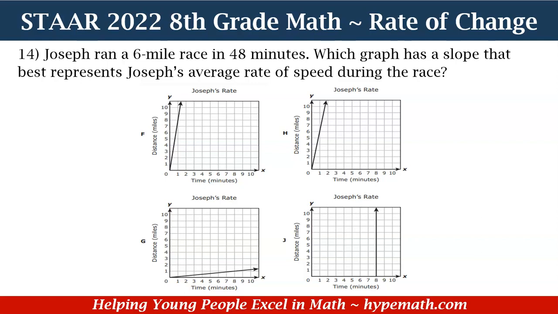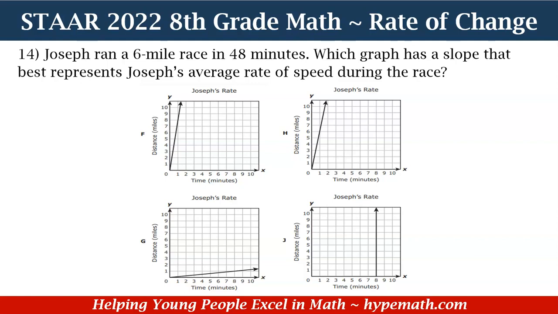Is it F? Looking at F's graph, we see that our time is on the x-axis and we're counting by ones. And for distance, it's in miles on the y-axis, and we're counting by ones as well. For H, same thing. We have our x-axis, the time is by ones, and for our y-axis, it's our distance, and we're counting miles by ones. The same thing also for G and H. The only difference is the slope.